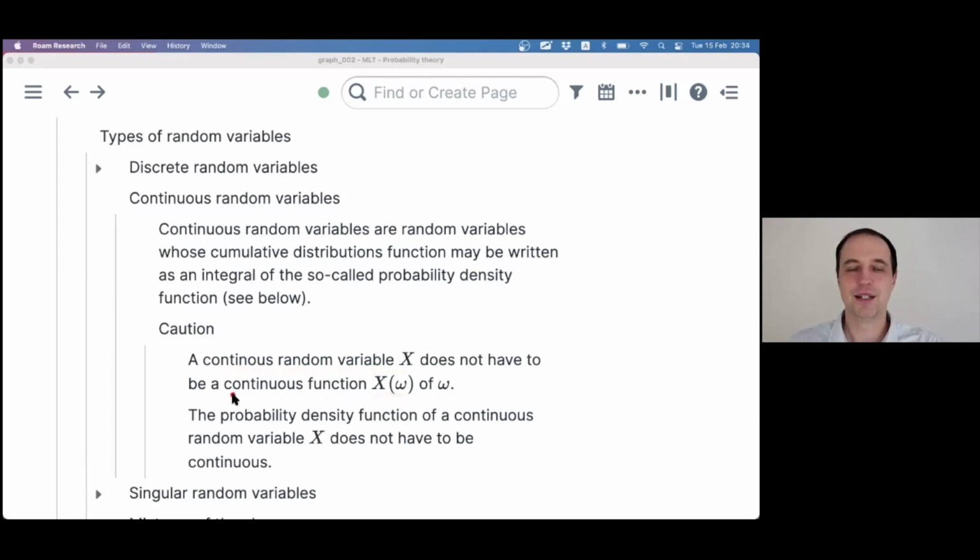Continuous random variable does not mean that X of omega is a continuous function of omega. And also the probability density function does not have to be continuous. So something to keep in mind.